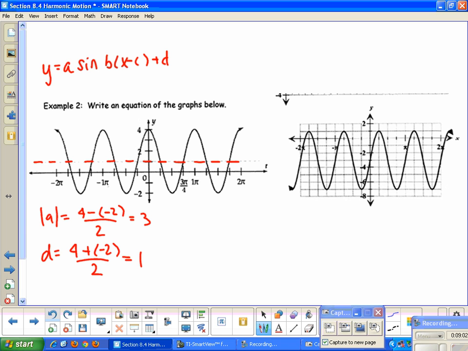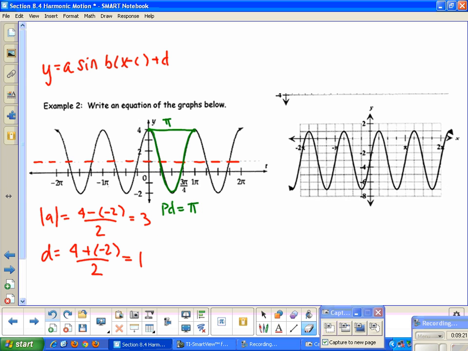And then I need to figure out what one wavelength of my graph is. So it looks like it's starting off with a cosine graph here. So one wavelength would be from here all the way to here, which looks like the distance of pi. So the period is equal to pi, so I can find my b value then.